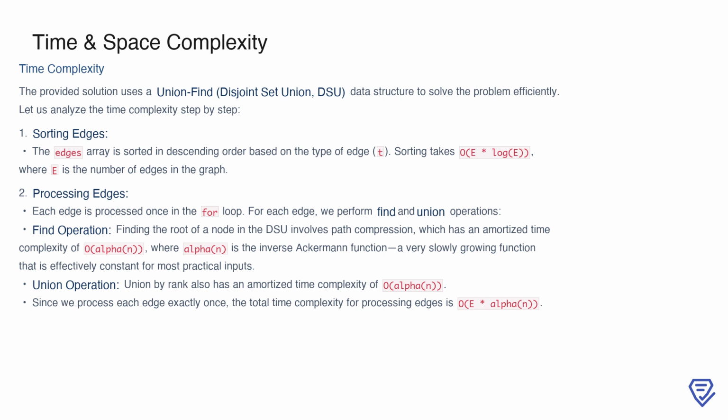The find operation, which determines the root of a node, employs path compression, reducing the amortized time complexity to O(α(n)), where α(n) is the inverse Ackermann function. This function grows so slowly that it's nearly constant for most practical inputs. Similarly, union by rank, which merges two sets, also has an amortized time complexity of O(α(n)). Since we process all edges exactly once, the total time complexity for this step is O(E * α(n)).